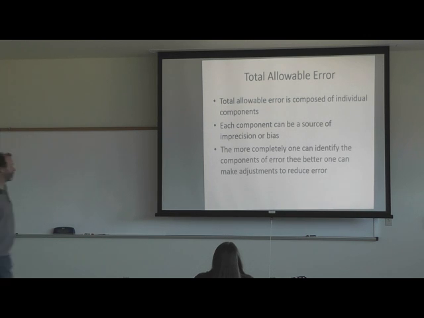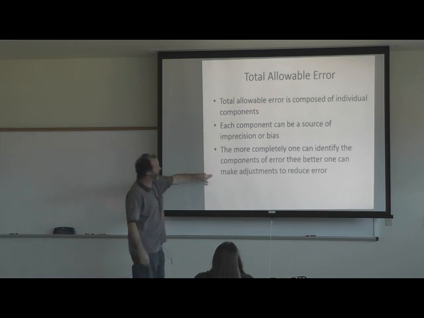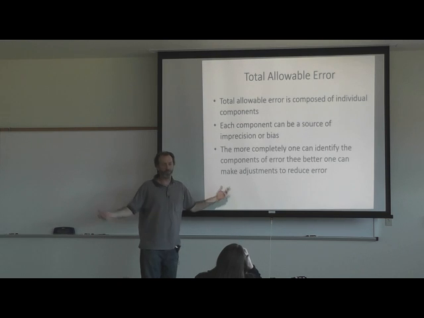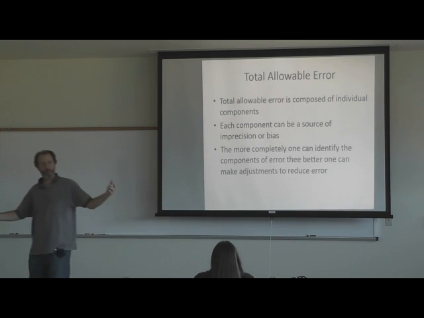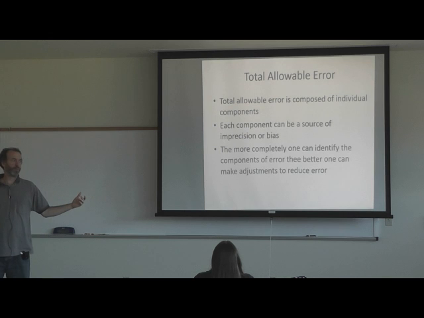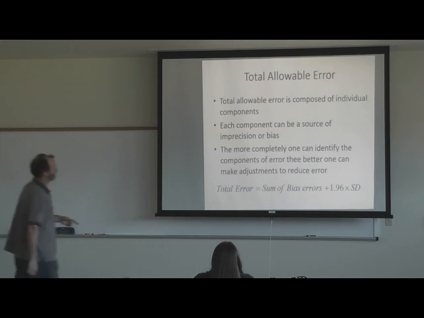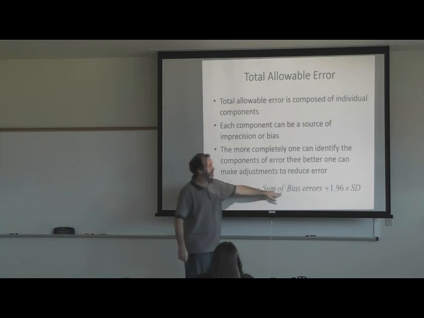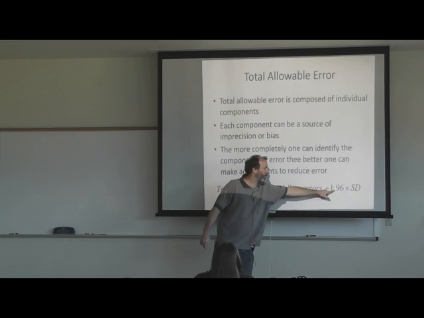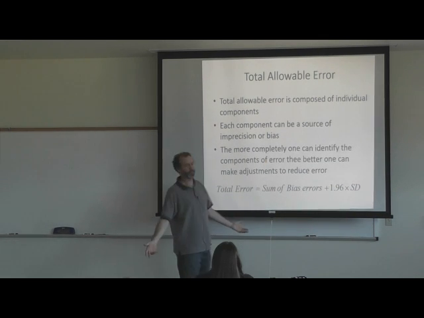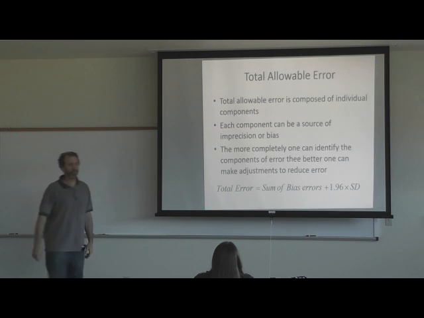So, the more completely one can identify the components of the error, the better one can make adjustments to reduce the error. So that could be training staff to pipette better, doing more routine maintenance, clean off electrodes on chemistry machines, things like that. So the total error is going to be equal to the sum of all your bias errors plus 1.96 times the standard deviation of that method, right?